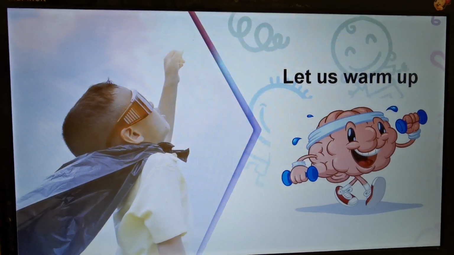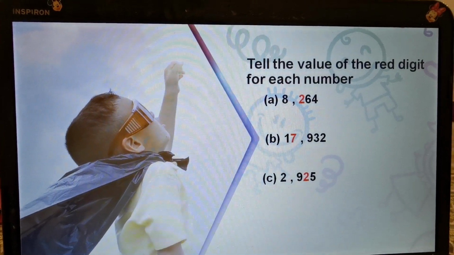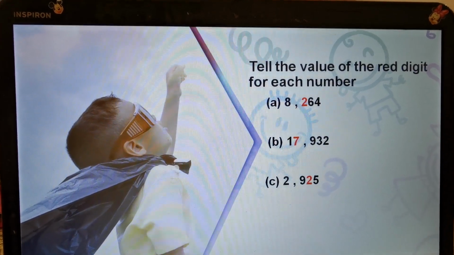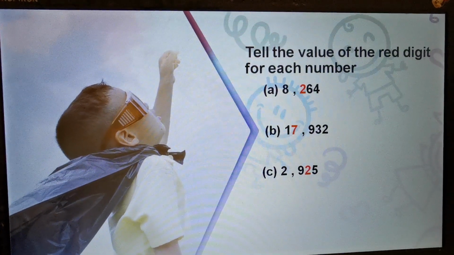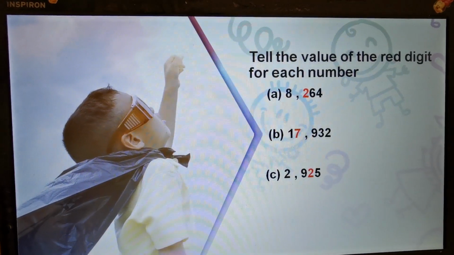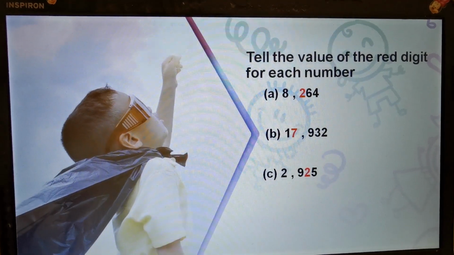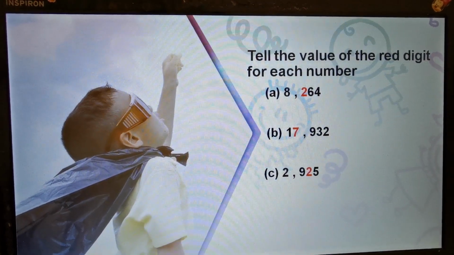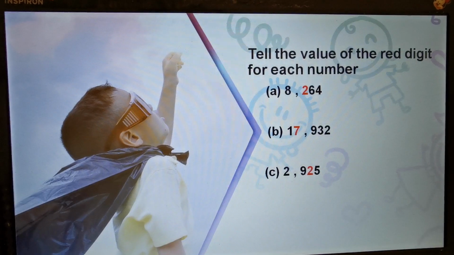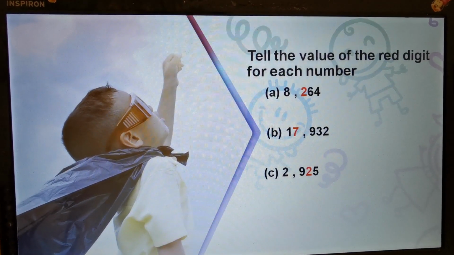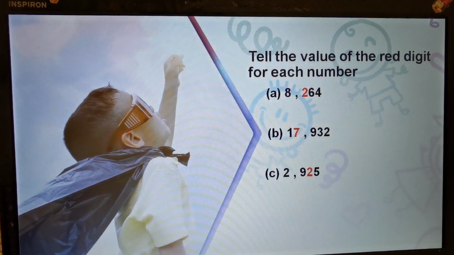Now, let's warm up. Standard, expanded and word form are not new. We took them at the beginning of this year. So the first number, how do we read it? It's the word form. 8,264. How is it written using numbers? It's standard form. So we write the standard form using numbers. Word form is how we read it, using words. Expanded form uses values. We add the values together. So the first one, 8,000 plus 200 plus 60 plus 4.